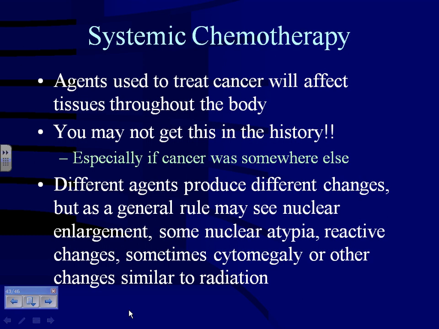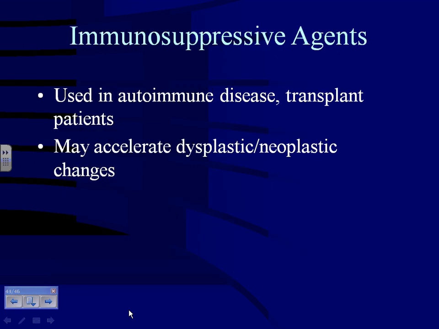And there can often be nuclear atypia, and you have to be wary of that to make sure you don't overcall something dysplastic or neoplastic. So the history is very important. You need to know if a patient is getting chemo or radiation therapy.